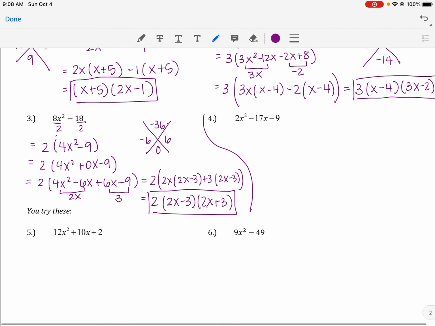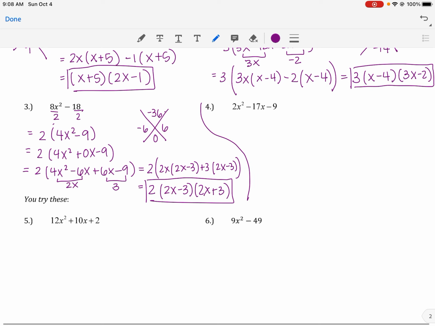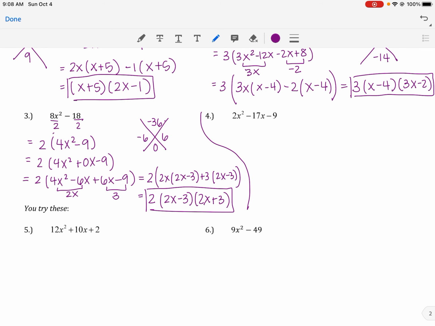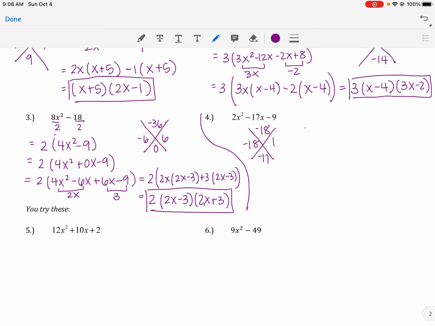Okay, let's look at the next one. 2, negative 17, and negative 9. So I don't think there's any GCF there, so we're saying what multiplies 2 times negative 9 is negative 18, adds to negative 17. I like these ones because negative 18 and 1, right, you know it's got to be really close to that negative 18. Okay, so we're going to have 2x squared minus 18x plus 1x minus 9.